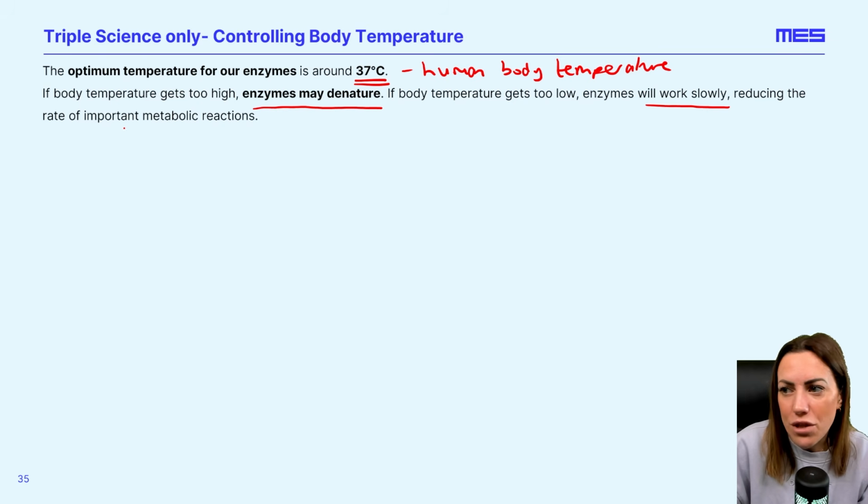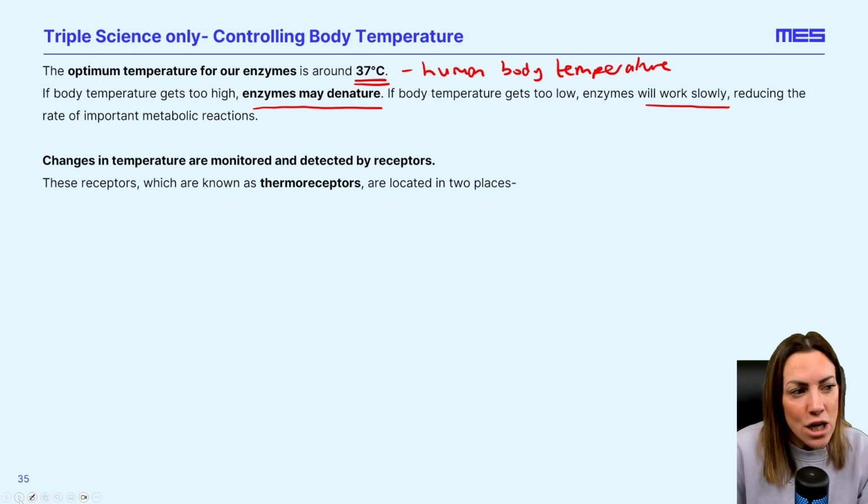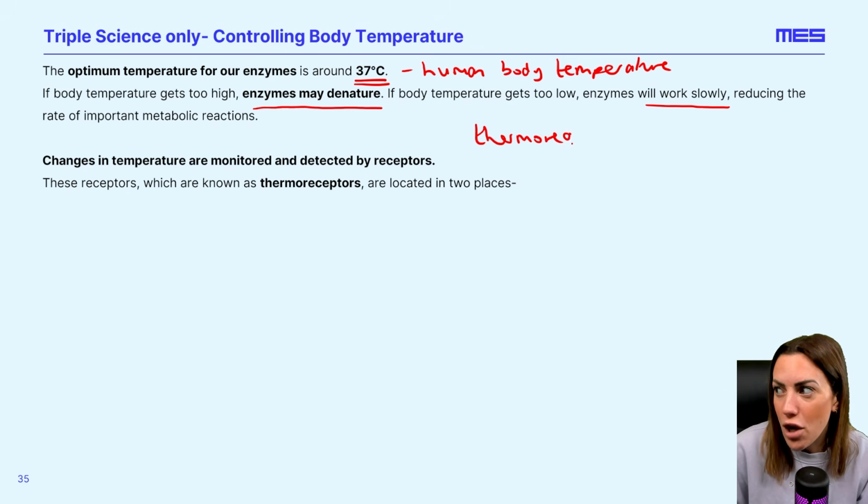So that would reduce the rate of important metabolic reactions like respiration, for example. So how do we control our body temperature? It's actually a process known as thermoregulation, but you can call it temperature regulation.